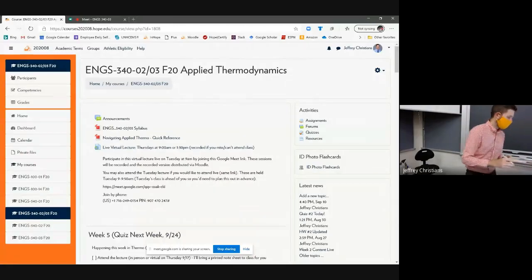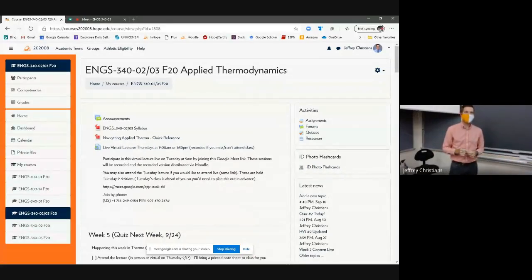Welcome to Thursday. It is Thursday of week 5, which means that we are a little over a third of the way done with the semester, which is wild. But we have a couple things coming up here in thermo over the next little bit that I wanted to point out.